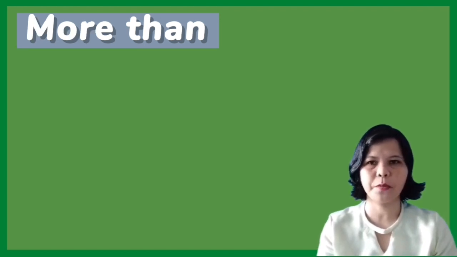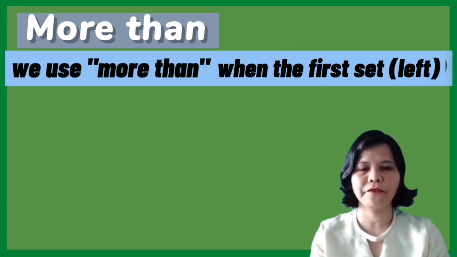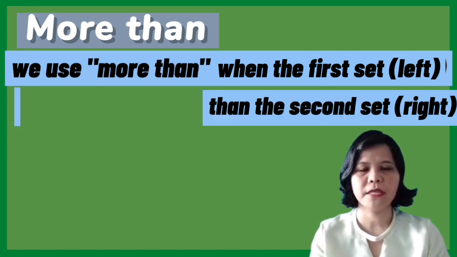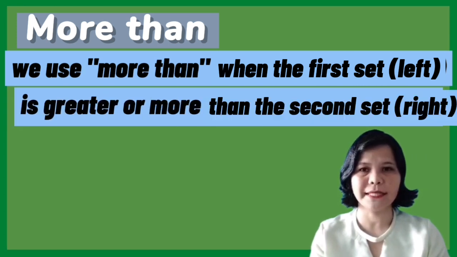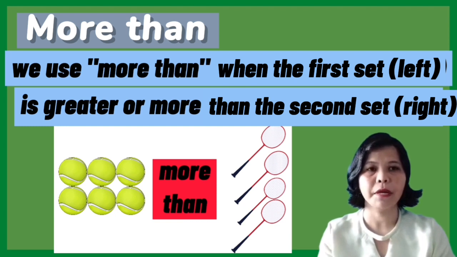The next expression in comparing quantity is more than. We use more than when the first set in the left is greater or more than the second set at the right. Example, 6 green tennis balls is more than 4 red badminton rackets. The words green and red are what we call describing words.